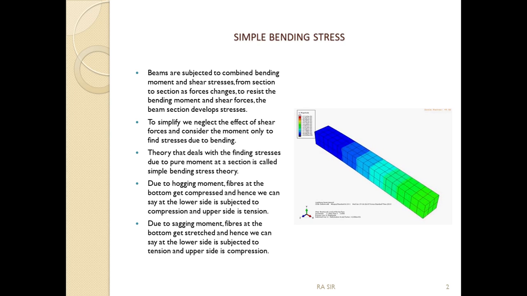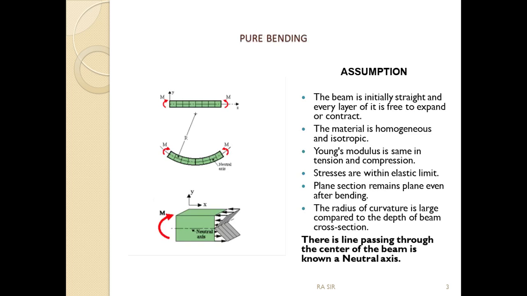So the theory that deals with finding stresses due to pure moment at a section is called simple bending theory. Here in simple bending theory we will not consider shear effects, so the effect of shear force is negligible in these cases. Now this theory is also backed up with a lot of assumptions, and there are 6 assumptions mainly. The first assumption is the beam is initially taken to be straight and every layer of it is free to expand or contract.